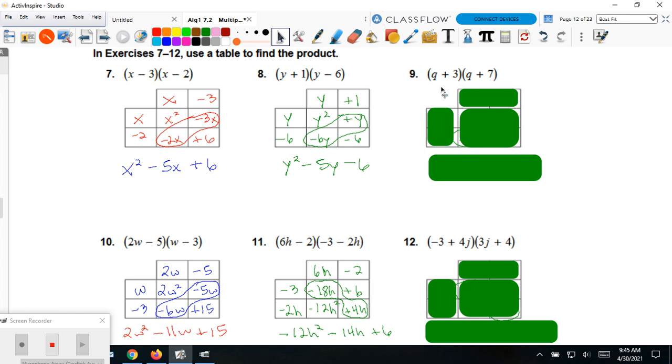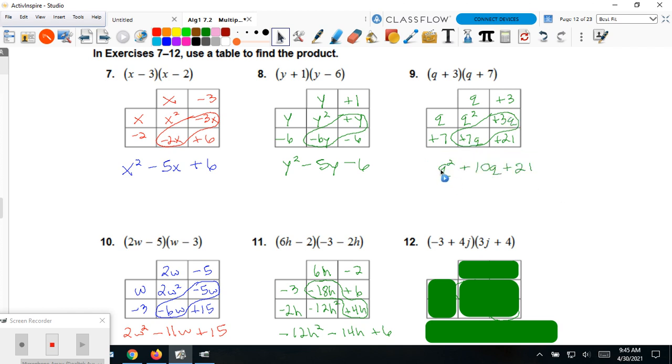Number 9, you have your q plus 3 on the top. It's q and a positive 3. Q plus 7 on the side over here. Q and a positive 7. And then when you multiply, you're going to get q squared in this first box, and positive 3q in the second box, positive 7q in this box here, and then the last box is positive 21. And I like to put the positive signs. It just reminds me to put those positive signs in the answer when I see it. So you combine these two to a positive 10q. So our answer is q squared plus 10q plus 21.